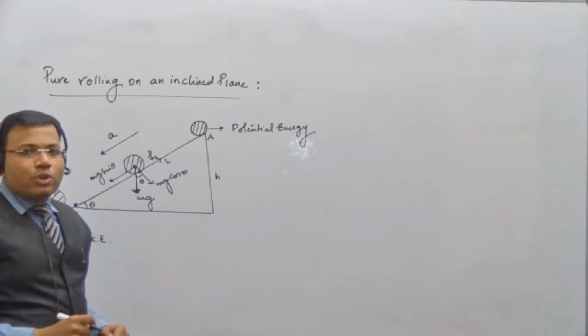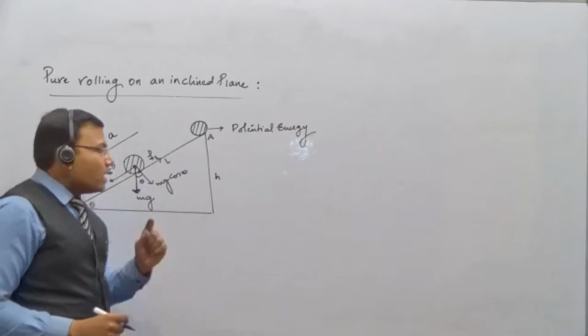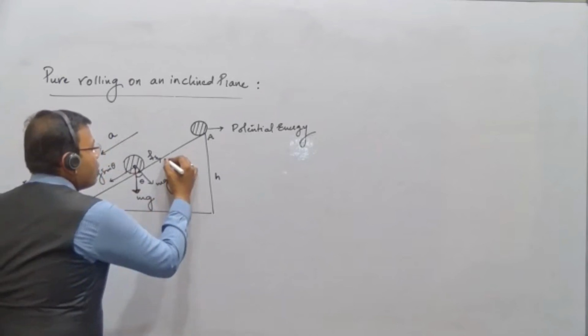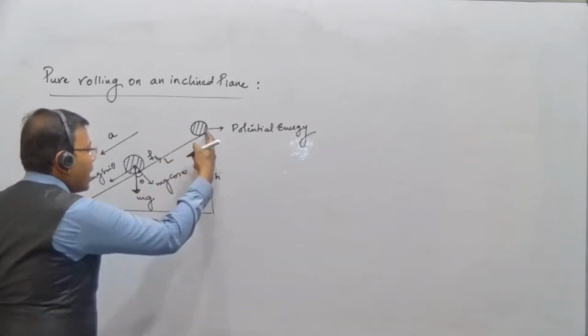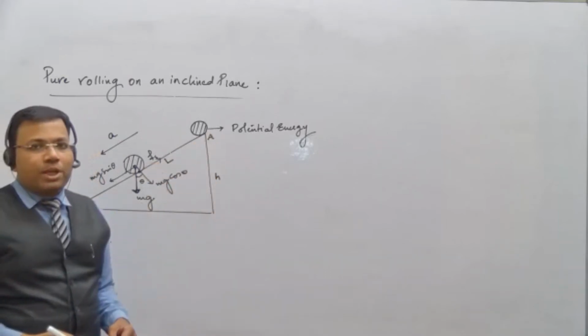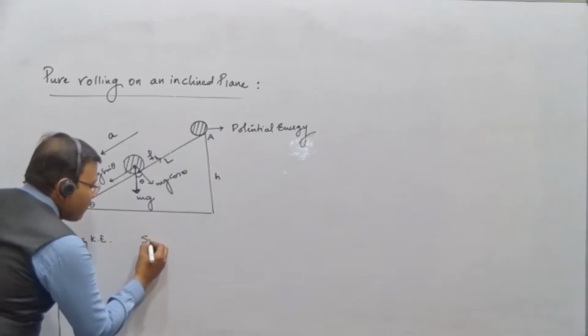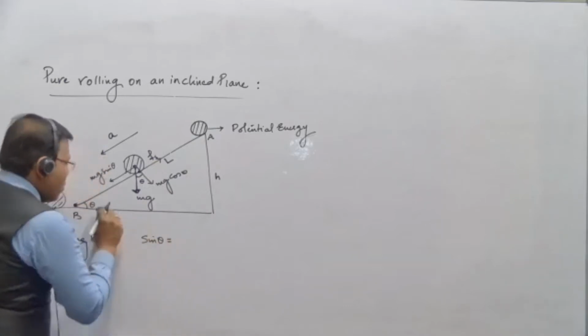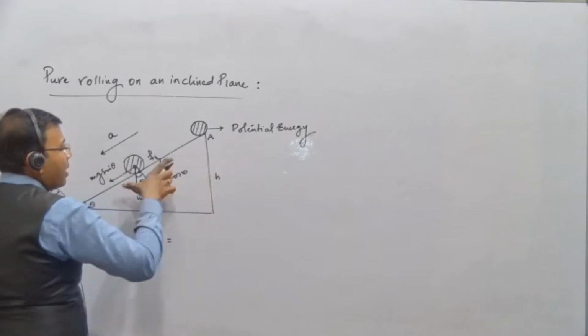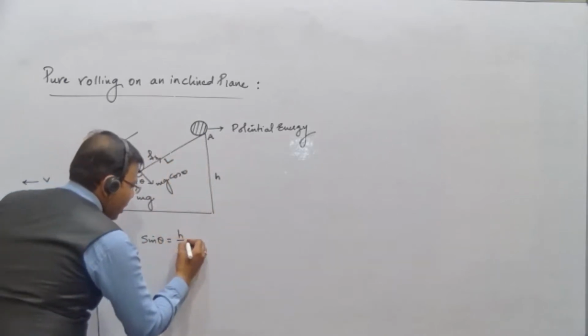So before going to the acceleration, let us see what relationship exists between the length of the inclined plane and the height of the inclined plane. For that, I take this angle as theta. Try to understand, what is sin theta? It is opposite by hypotenuse. So it is h by L.